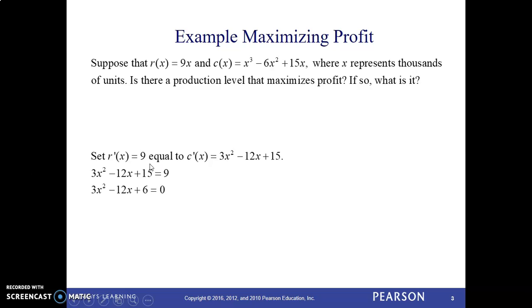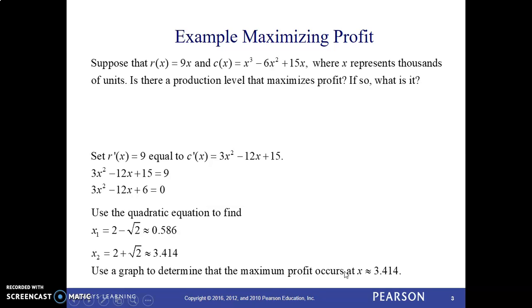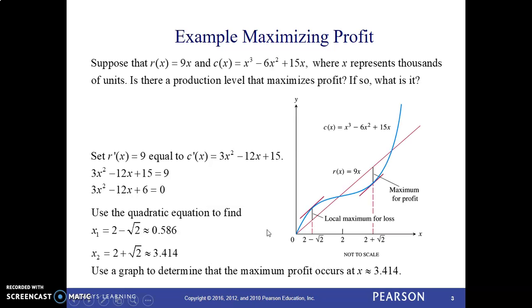So we're going to find the derivative of each of them and then set them equal to each other. So the derivative of 9x would be 9. The derivative of our cost equation would be 3x squared minus 12x plus 15. Set them equal to each other, and then we're going to end up having to use the quadratic formula to get our two x values. So these are the possible maxes or mins, and then we're going to look at the graph to figure out which one is the actual maximum for profit, where the revenue was higher than the cost.